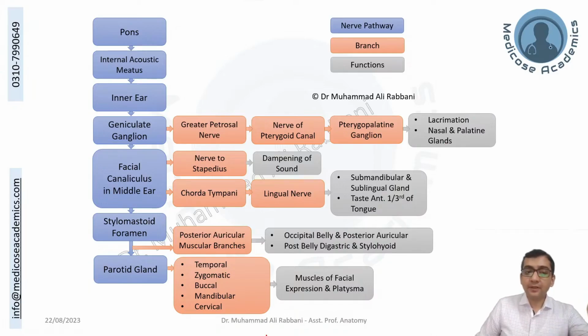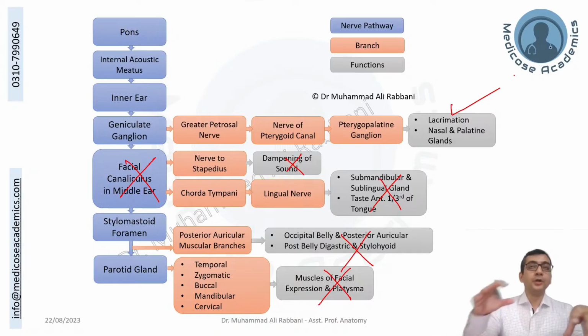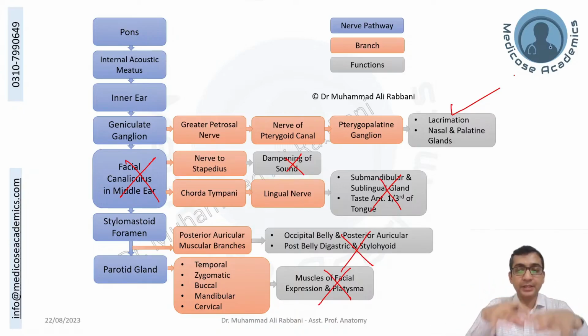For example, if the facial nerve is damaged in the middle ear, there will be Bell's palsy. The muscles around the ear and the back muscles will be affected, and there will be loss of the functions of the chorda tympani. That is, taste will be lost, salivation will be lost, dampening of the sound will be lost, but lacrimation will be intact. That is how you will know that the lesion is in the middle ear, but after the inner ear.